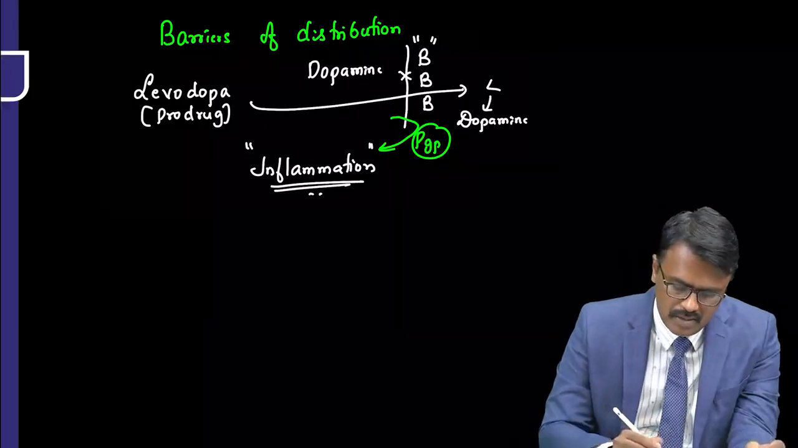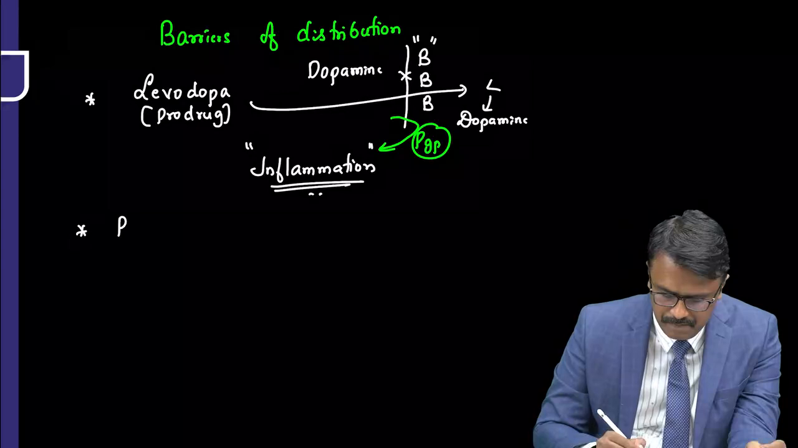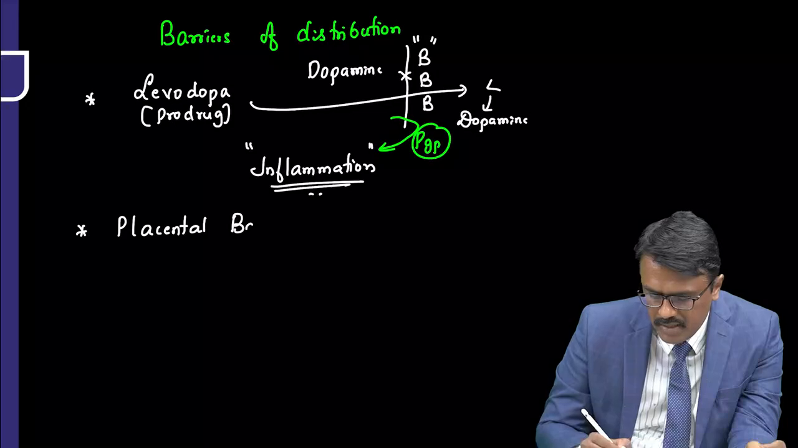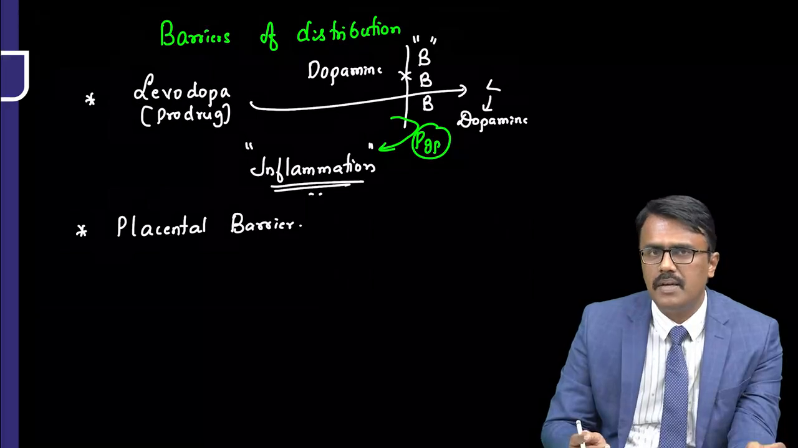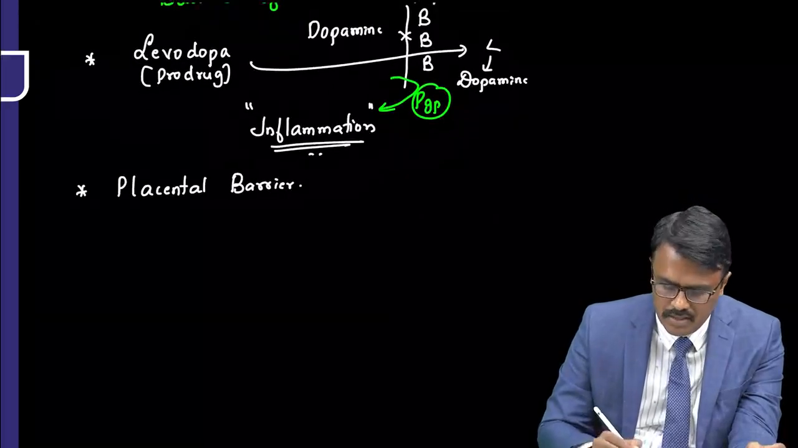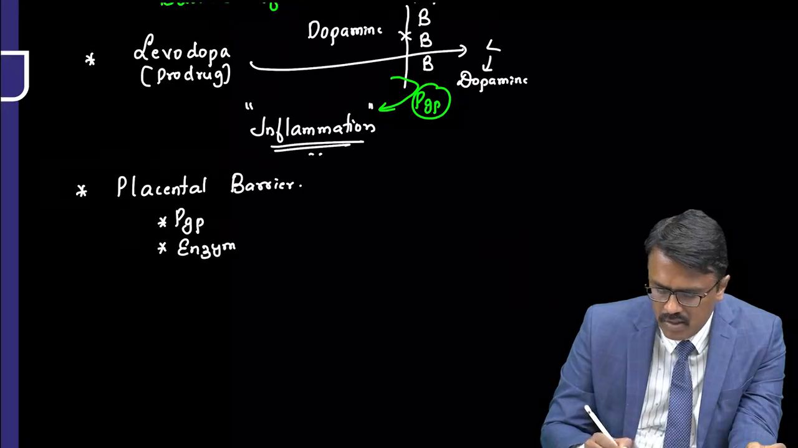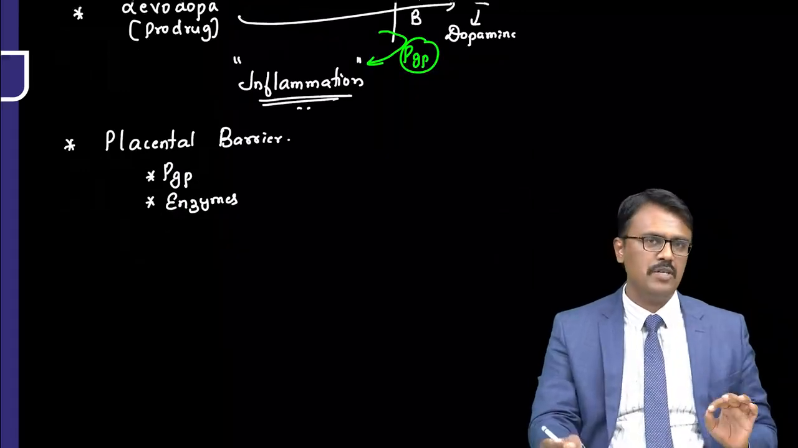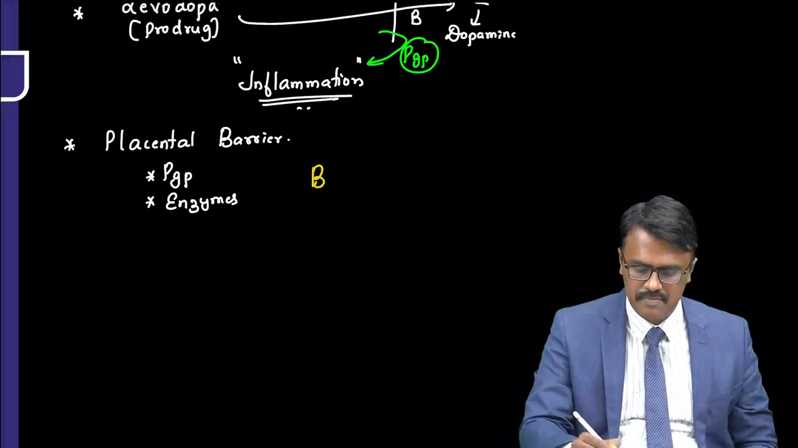One more barrier is the placental barrier. Again, the placental barrier is not as efficient as the blood-brain barrier. It also has P-glycoprotein to protect, and also there are enzymes to protect, so drugs will not enter. Again, the question is, if you want to choose a drug for a pregnant woman, what will you choose? It should be big size.